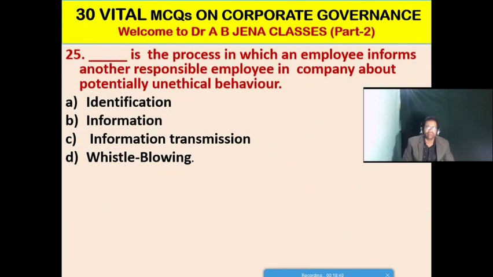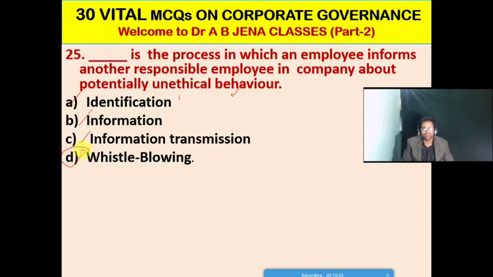So next one MCQ. Which is the process in which an employee informs another responsible employee in a company about the potentially unethical behavior? A, it's identification. B, it's information. C, it's information transmission. D, it's whistleblowing.